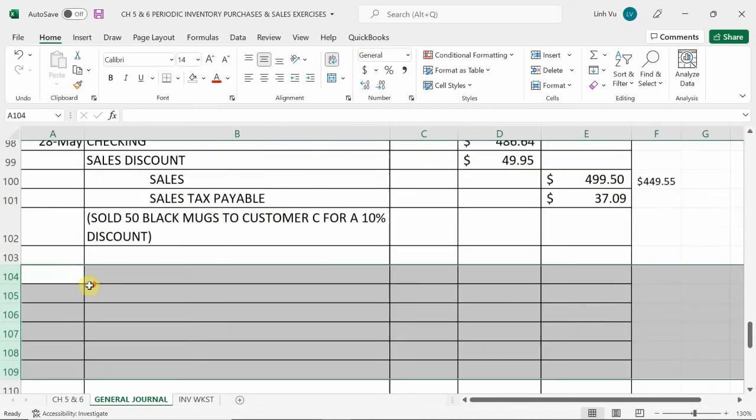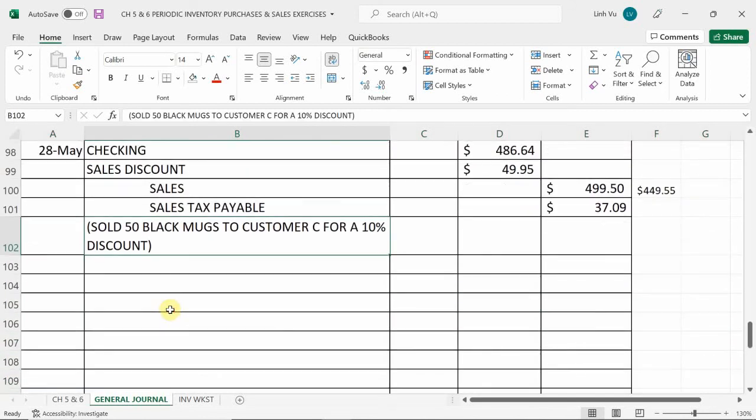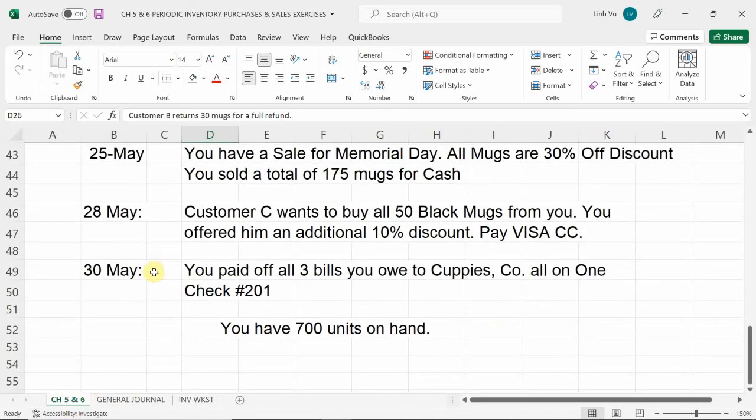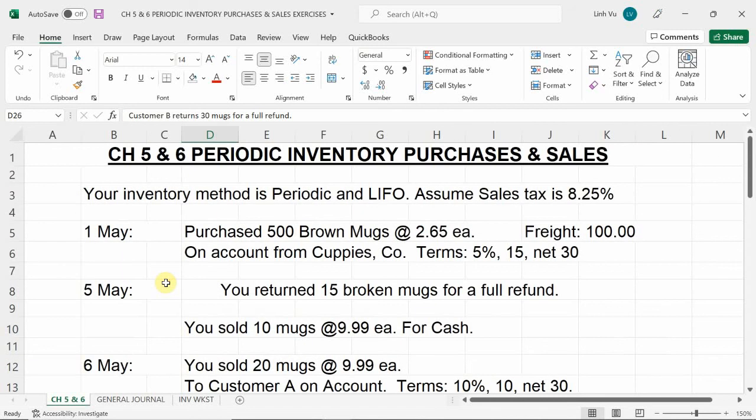All right. So now that we have that, and we got the sale, let's see what happened next. At the end of May 30th, you paid off all 3 bills that you owe to Cuppy's Co. all on one check. So we are going to pay all 3 of these bills.